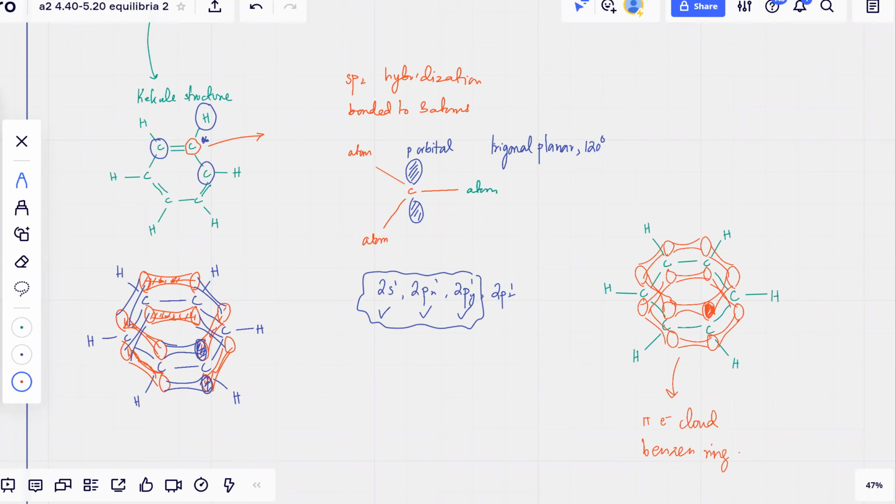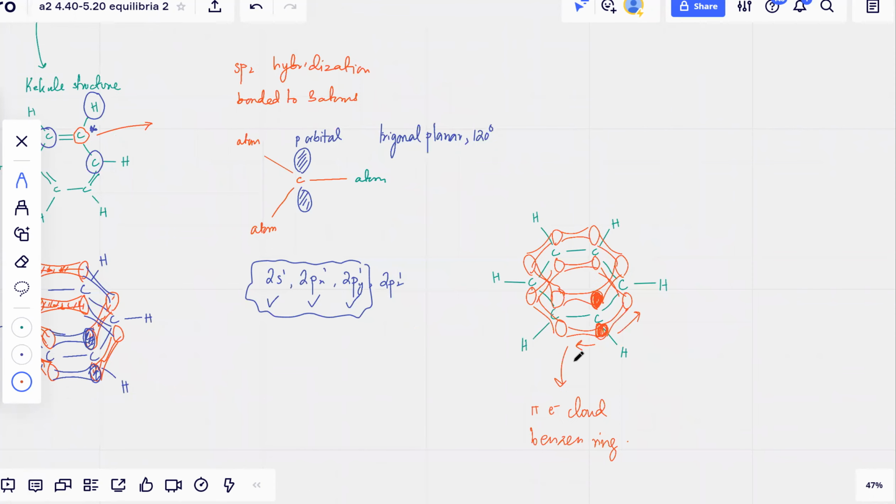Like the one that I'm shading, this electron over here in this p orbital. Not only is it overlapping on the right side, but it's also overlapping on the left side. So at the end of the day, this thing has low electron density, which means that the electrons are very distributed over a very large area. So the electron density is not really very high.